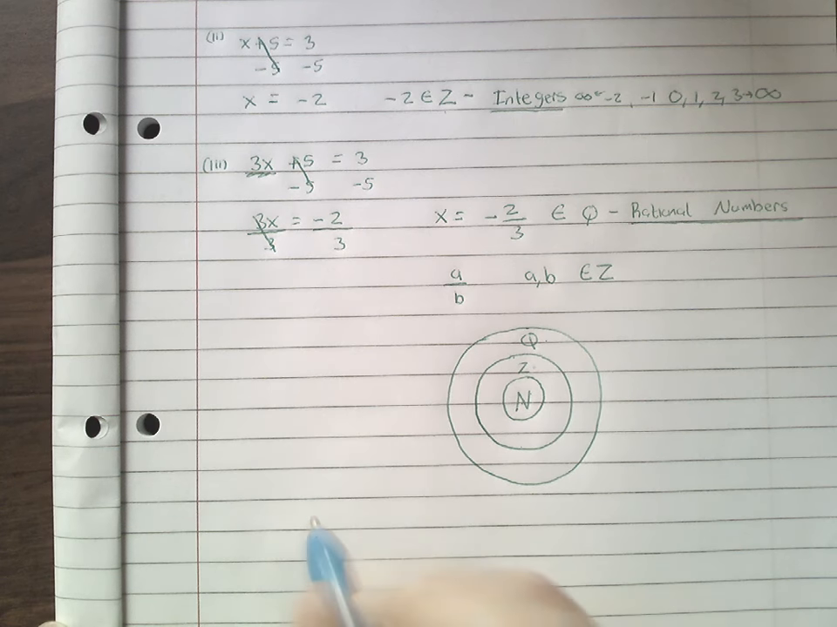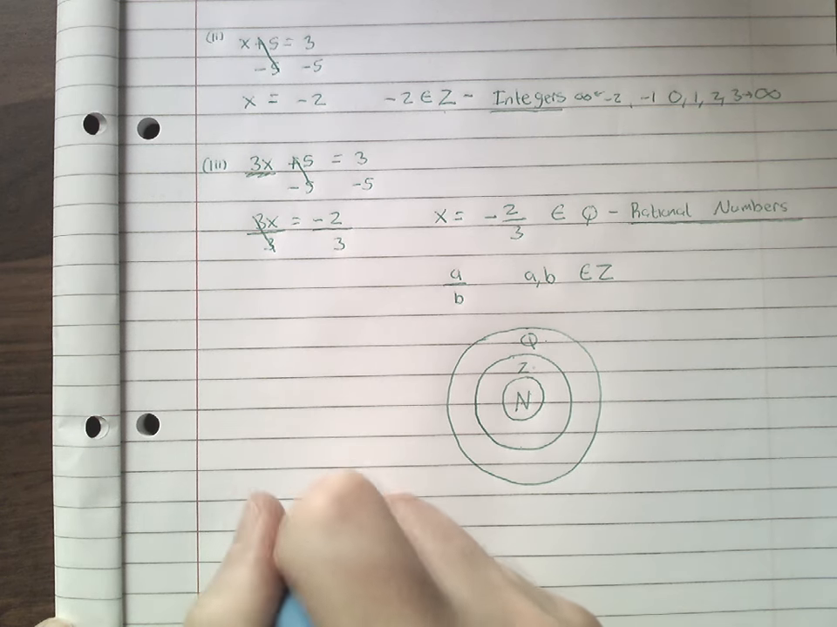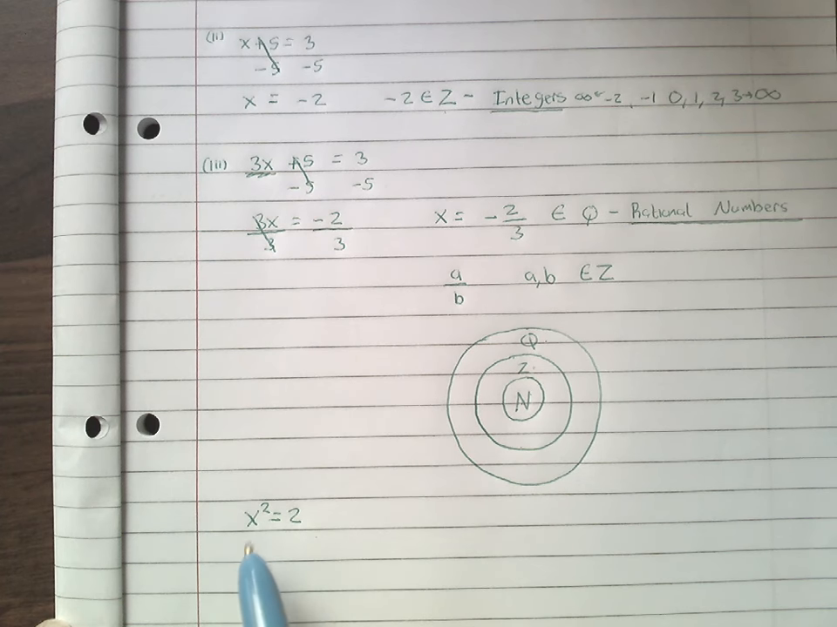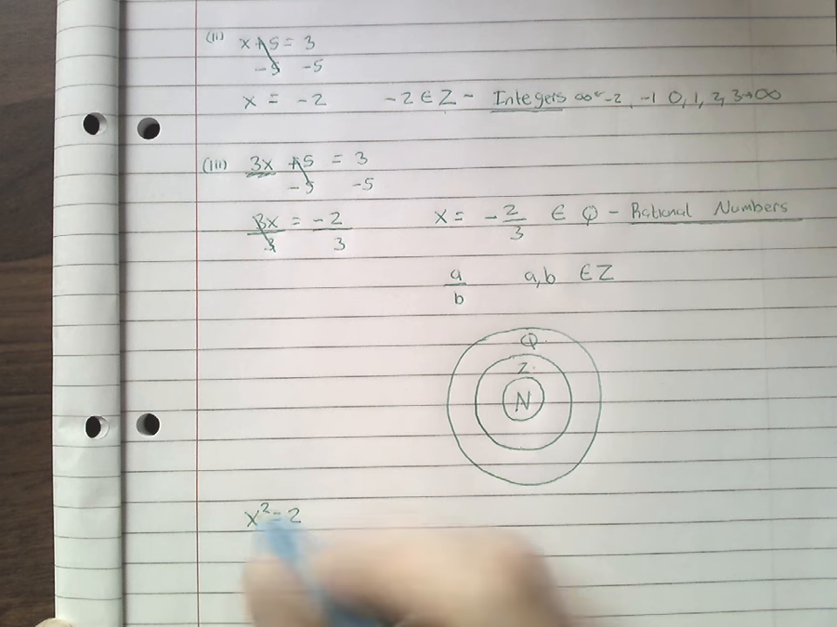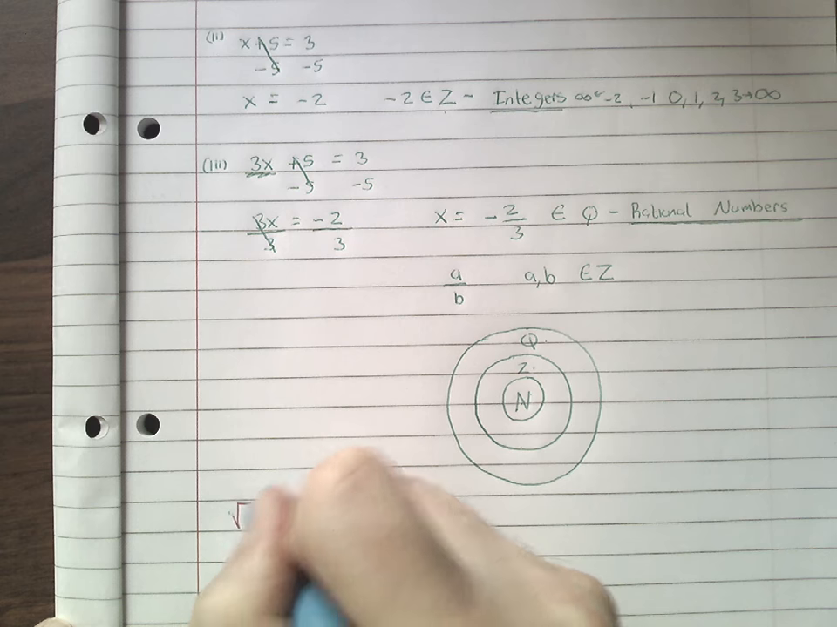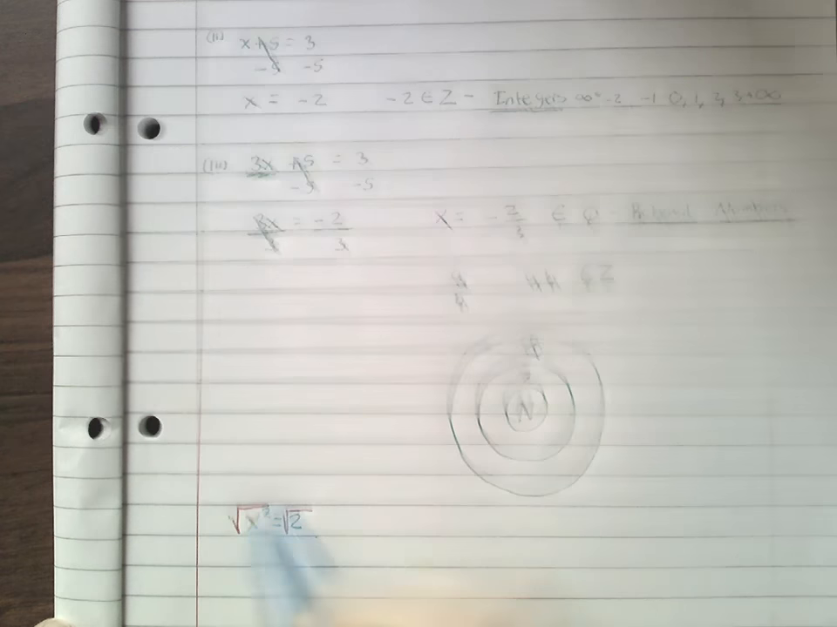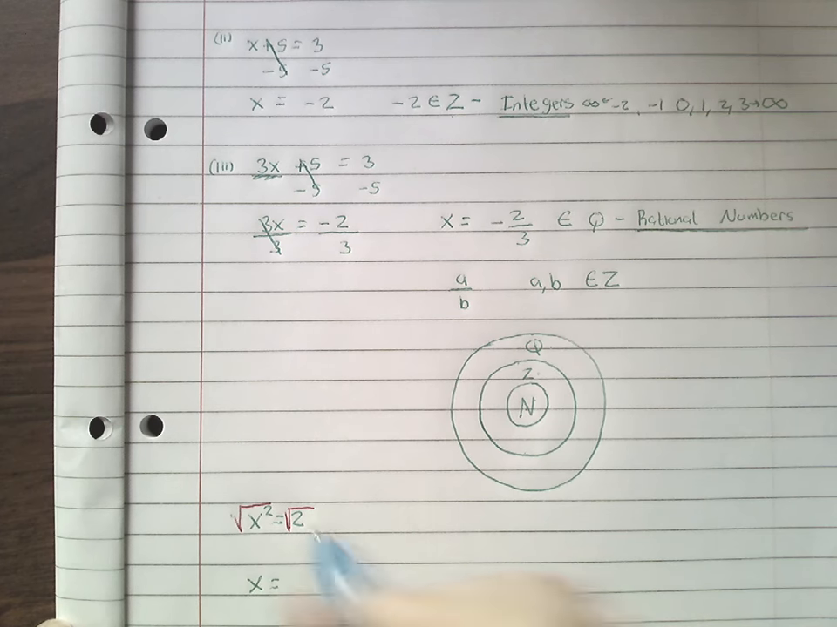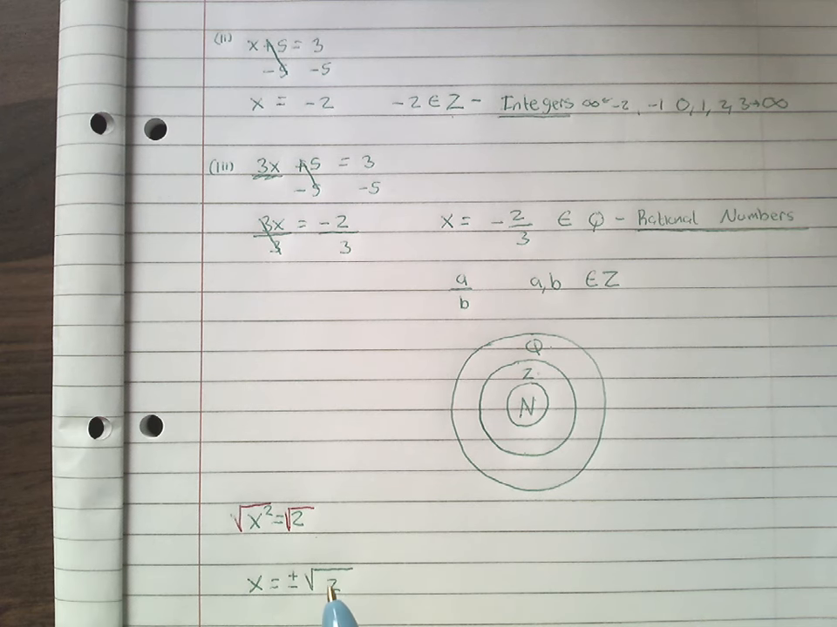Then we have something that looks like this. If we were to take, for example, x squared is equal to 2, and we want to solve for x here, in order to get rid of this power we'd have to take the square root of both sides. So x is going to be equal to plus or minus the square root of 2. Now, if you put this into your calculator, take your calculator out and get the square root of 2, you're going to end up with something like this.